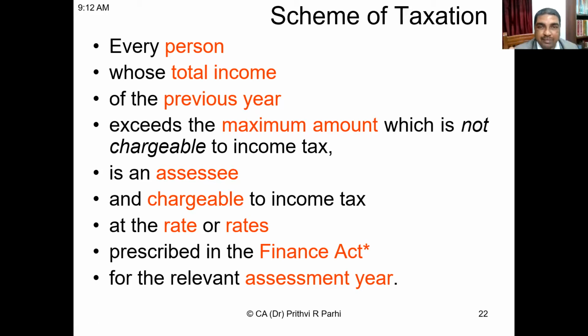To have a complete meaning of this sentence, we need to understand what is the meaning of person, what is the meaning of total income, what is previous year, what is the maximum amount which is not chargeable to income tax, who is an assessee, how income tax is chargeable, what are the rate and rates, what is this Finance Act, and what is this assessment year. We need to understand all these stuff. Is it done? Yes or no? So first we would like to have a clear understanding of all these terms. Okay, are you getting me? Yes, sir.